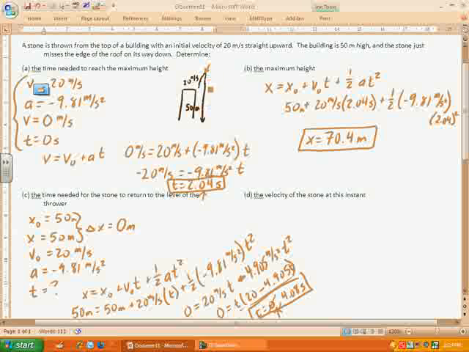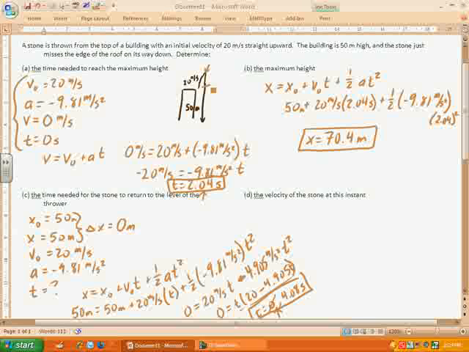If the acceleration is remaining constant, then over the next 2.04 seconds, the velocity should change exactly the same amount as it did in the first 2.04 seconds, which means that when it reaches that point, it should have a velocity of 20 meters per second down, which is negative 20 meters a second. That's 20 meters a second less than the first time. But just to check that out, we'll go ahead and put it into an equation.